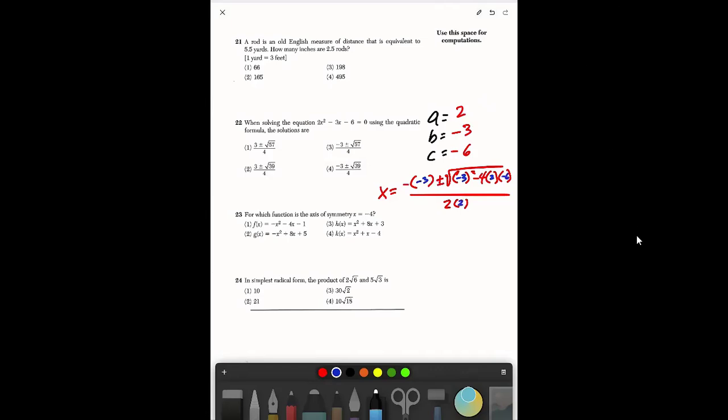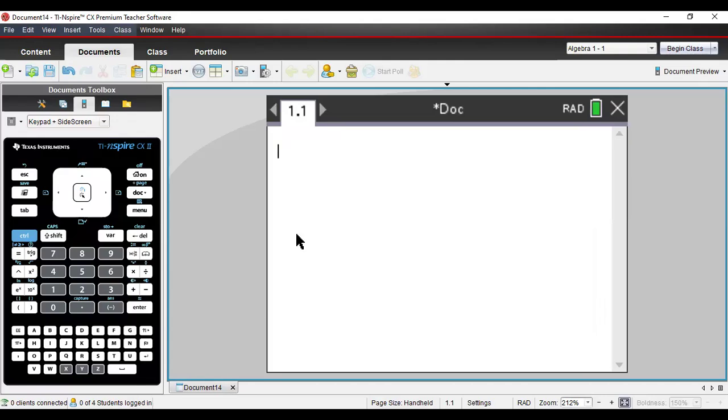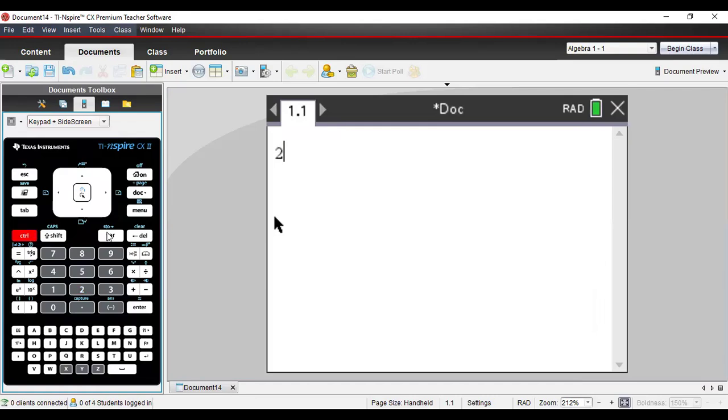Now, the way that we did this is we would store the numbers and just use the formulas. So first thing, we're going to take the 2 and store that into the letter A. We're going to take the -3 and store that into the letter B. And then we're going to take the -6 and store that into the letter C. And the one thing that we always focus on is the B squared, the determinant, the B squared minus 4A times C. And we see that it's 57.